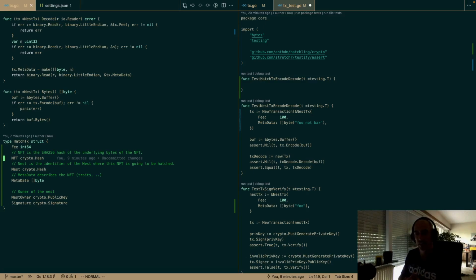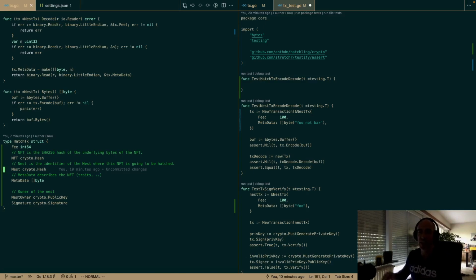But the hash of the NFT is basically, in this case, what I would suggest is to SHA the bytes of your NFT. So basically you have something that correlates directly to the underlying asset, if that's clear. So you give it a hash of the underlying bytes of your NFT. You also specify the nest, because hatching NFTs into a nest can be done by the creator of the nest itself, but can also be done by other people with your approval.